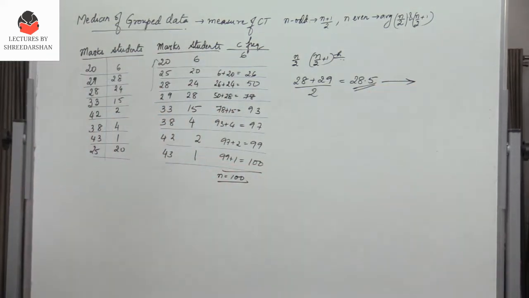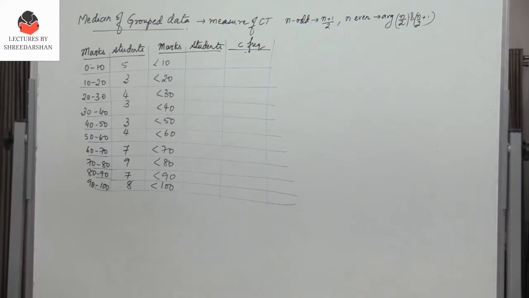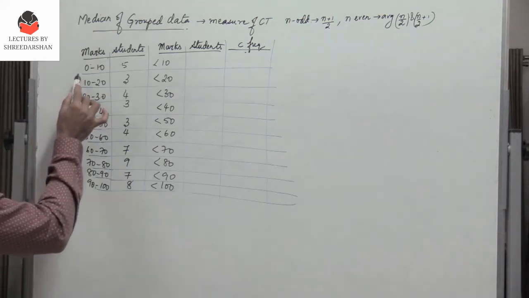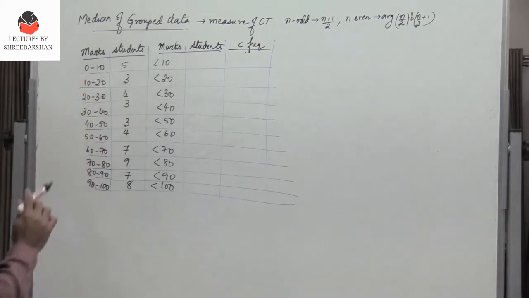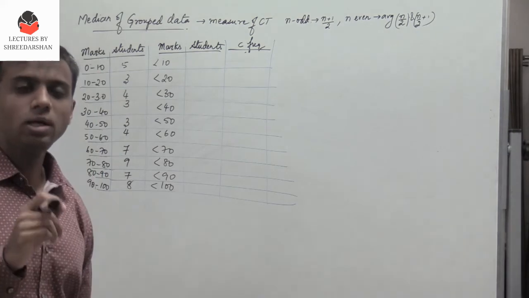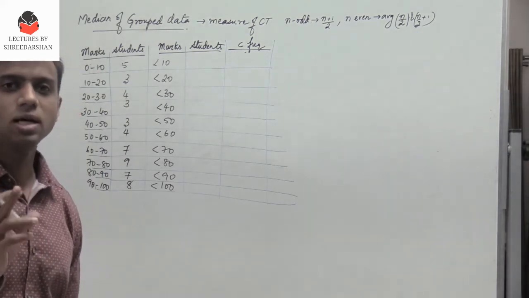28.5. So now let's consider the median for grouped data. To find the median of grouped data, here I have a marks distribution, so I have a class interval. So in the previous case we had a particular value, say 20 marks were scored by 6 students, but here I have a range.